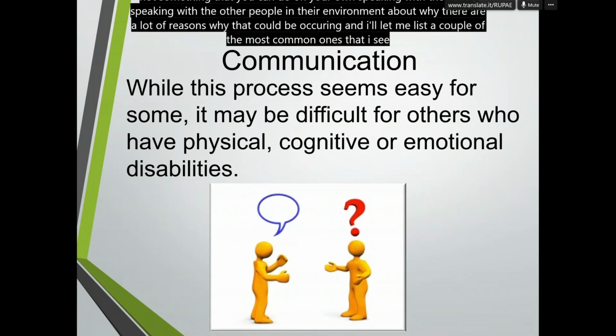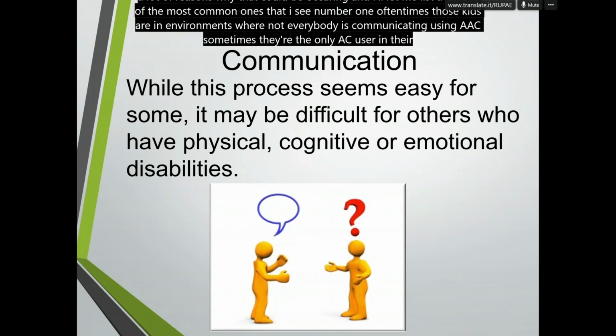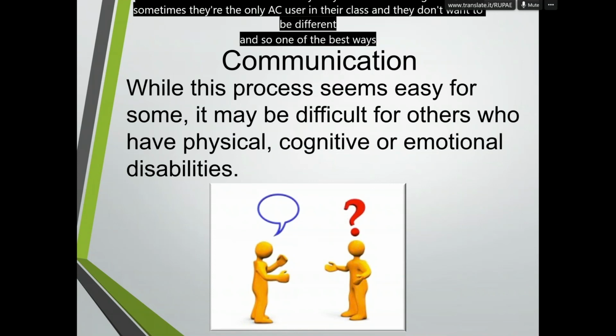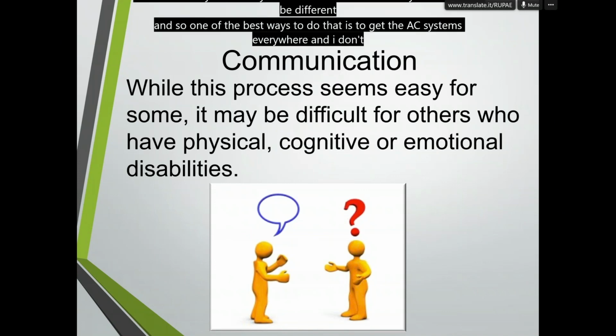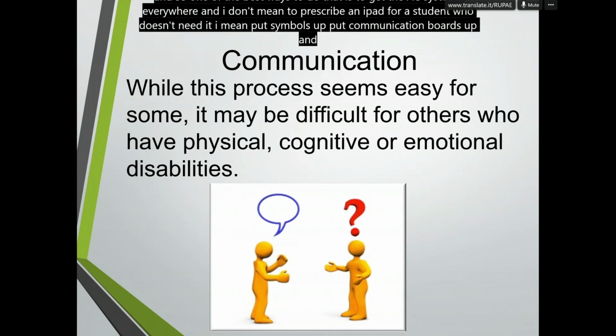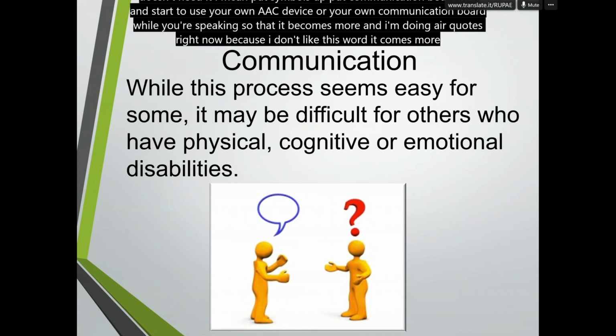Number one, oftentimes those kids are in environments where not everybody is communicating using AAC. Sometimes they're the only AAC user in their class, and they don't want to be different. And so one of the best ways to do that is to get the AAC systems everywhere. And I don't mean to prescribe an iPad for a student who doesn't need it. I mean, put symbols up, put communication boards up, and start to use your own AAC device or your own communication board while you're speaking, so that it becomes more, and I'm doing air quotes right now because I don't like this word, more normal. They see this as different maybe.